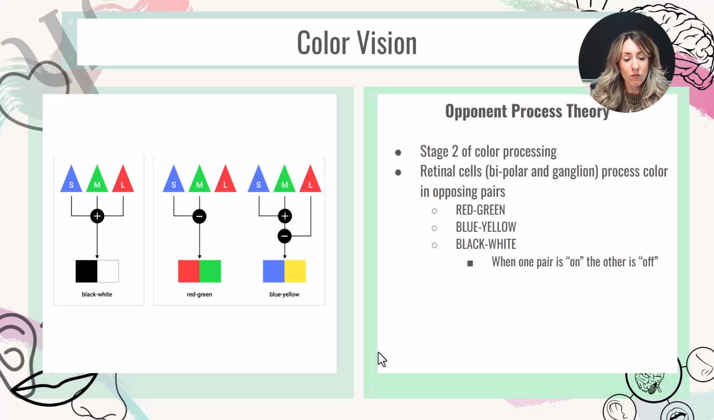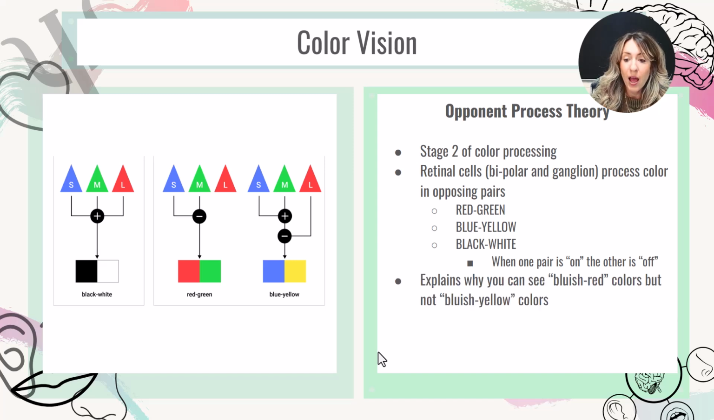So when a cell is firing for red, it is not firing for green. But then when it's firing for green, it's not for red. However, different cells can fire for red and different cells can fire for green at the same time, which is why you can see red and green next to each other. However, you really don't ever see a reddish green color, or a bluish yellow color. You can see a bluish red color, right? That's like a magenta or purple, but a blue yellow color, those don't combine. And that's because when one is on, the other is off. So this helps explain another kind of processing of our color vision, that continues all the way into the brain.